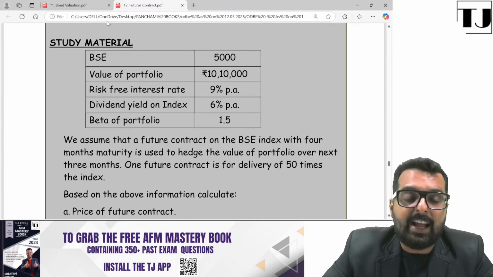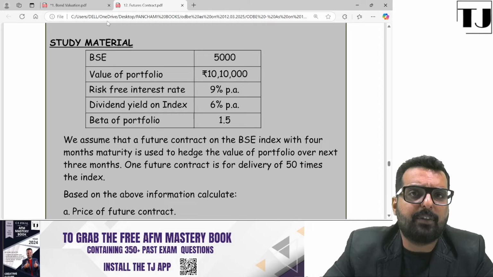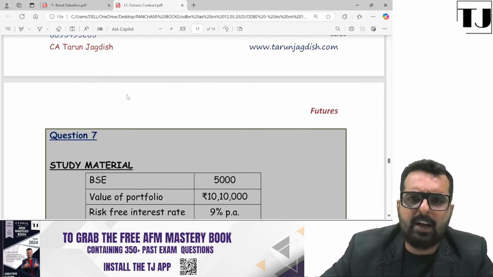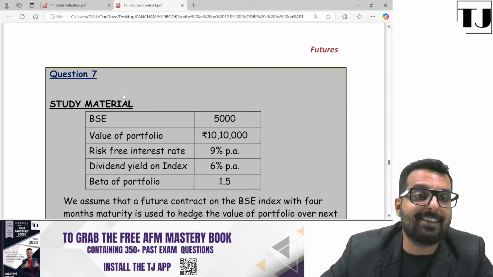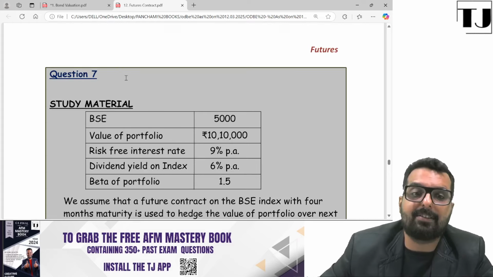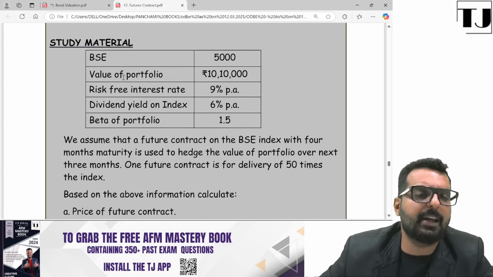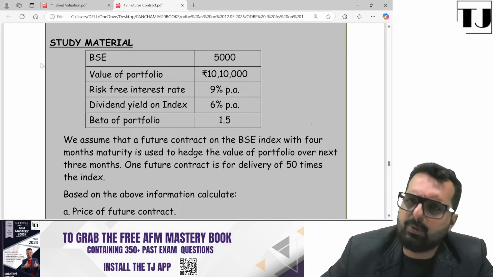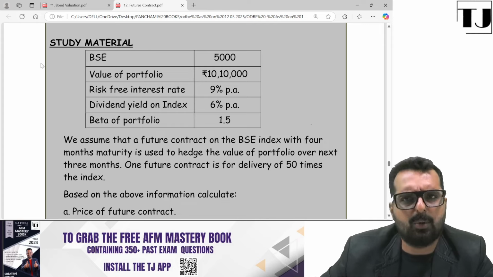Now let us do the next important question for the upcoming May 2025 examination. This is a question from my mastery book. It is coming as question number 7, friends. Alright. Now, sorry, it's in my ODBE book, not in the mastery book. In the ODBE book, it is coming as question number 7. It's a very good question on futures. Let us do this question together now.